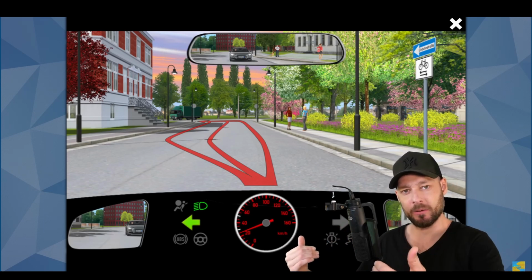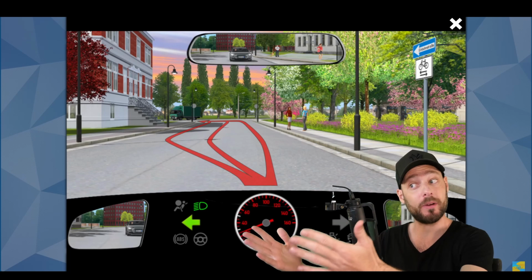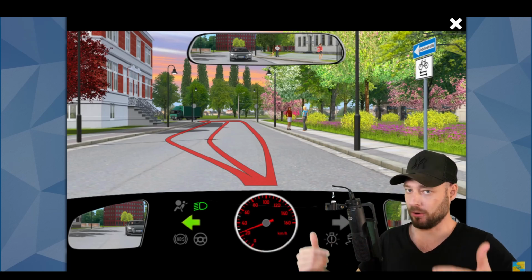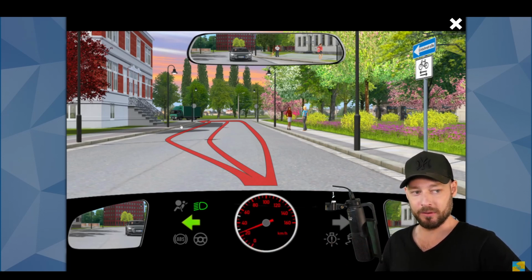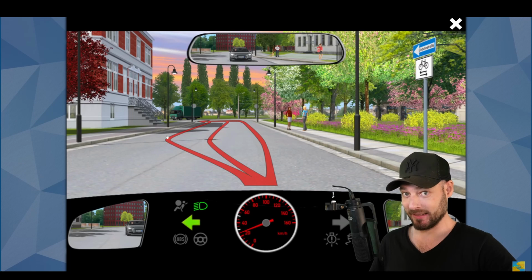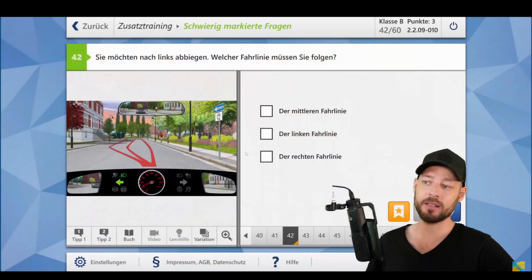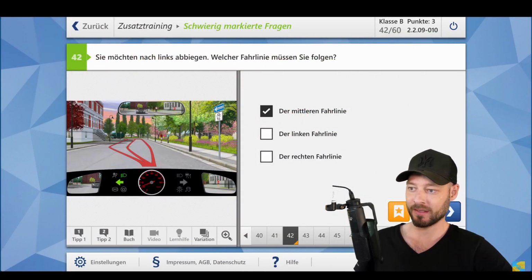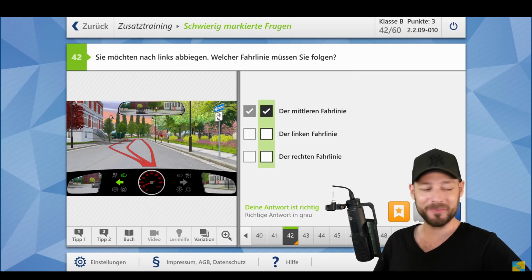So, we have to move as far to the left as possible, and in this case, far enough to allow cyclists to come towards us. So this time, we don't choose the far left lane, but the one in the middle. So not left, not right, but in this case in the middle.